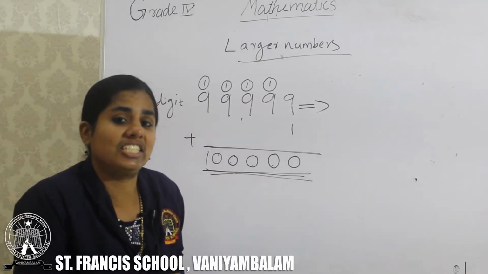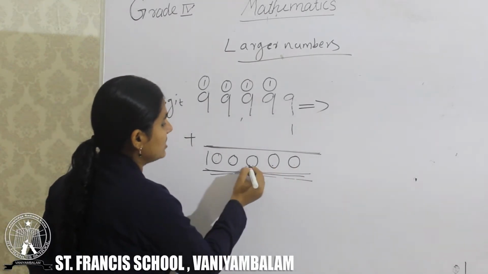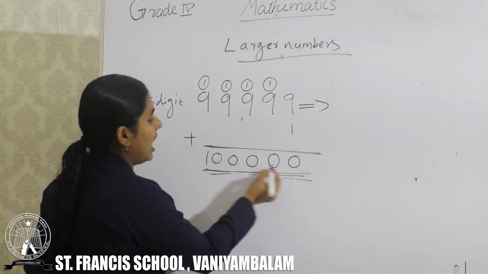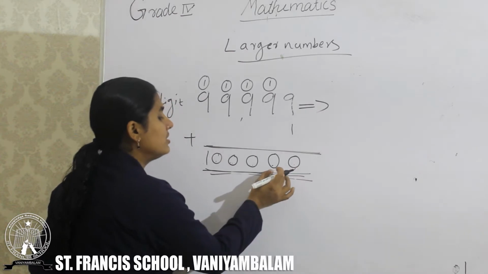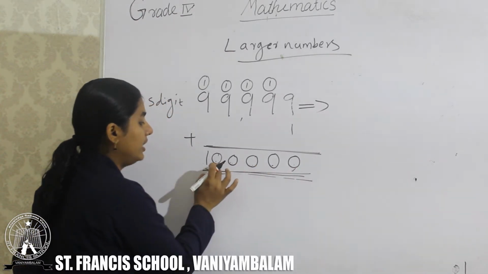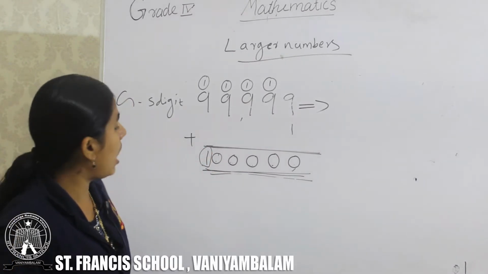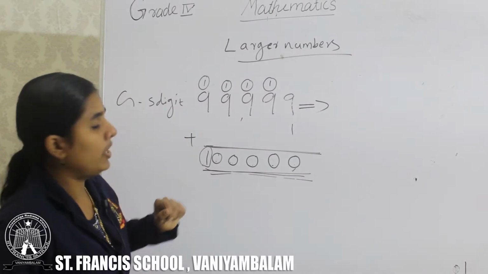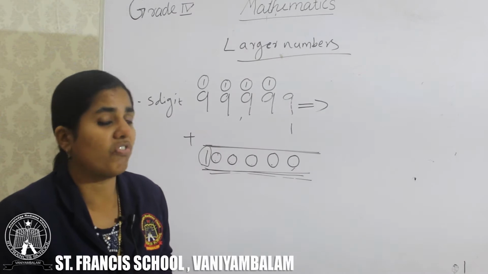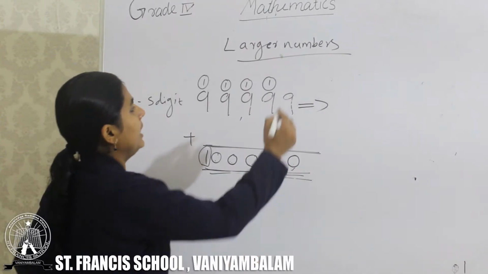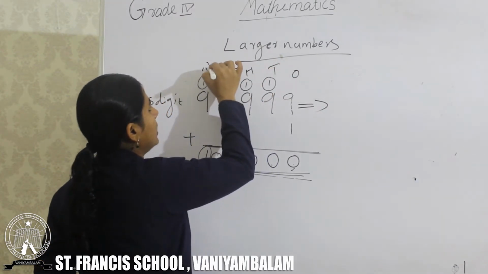Which is the smallest 6-digit number? Okay, here ones, tens, 100, 1000, 10,000. The last class we learned up to this. That means we know ones, tens, 100, 1000 and 10,000. Okay, look here, we have one more room here. We know up to which number? 5-digit. We know up to the place value chart of a 5-digit number. That we already learned.